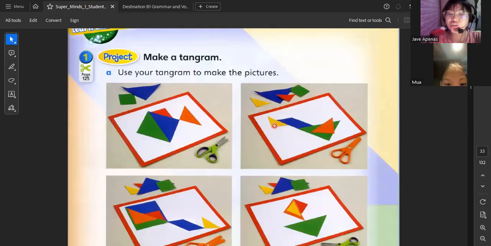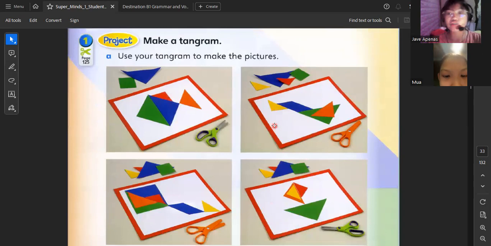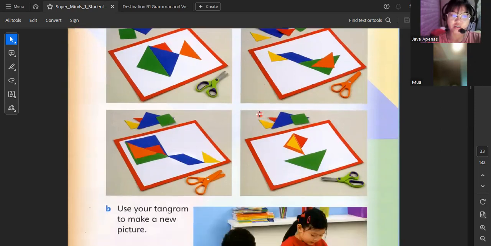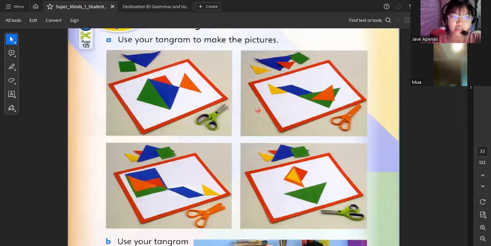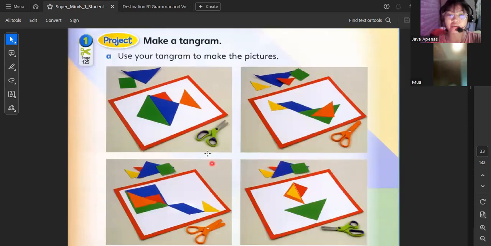Okay, so how do we make a tangram? If you have time at home, you can do this one. Do you already know how to use a scissor? Yes. Oh, really? On your own? You have to be careful when using a scissor. Use your tangram to make the pictures. So this is how we will do that. We have pieces of paper with colors and the scissors. We need that one.